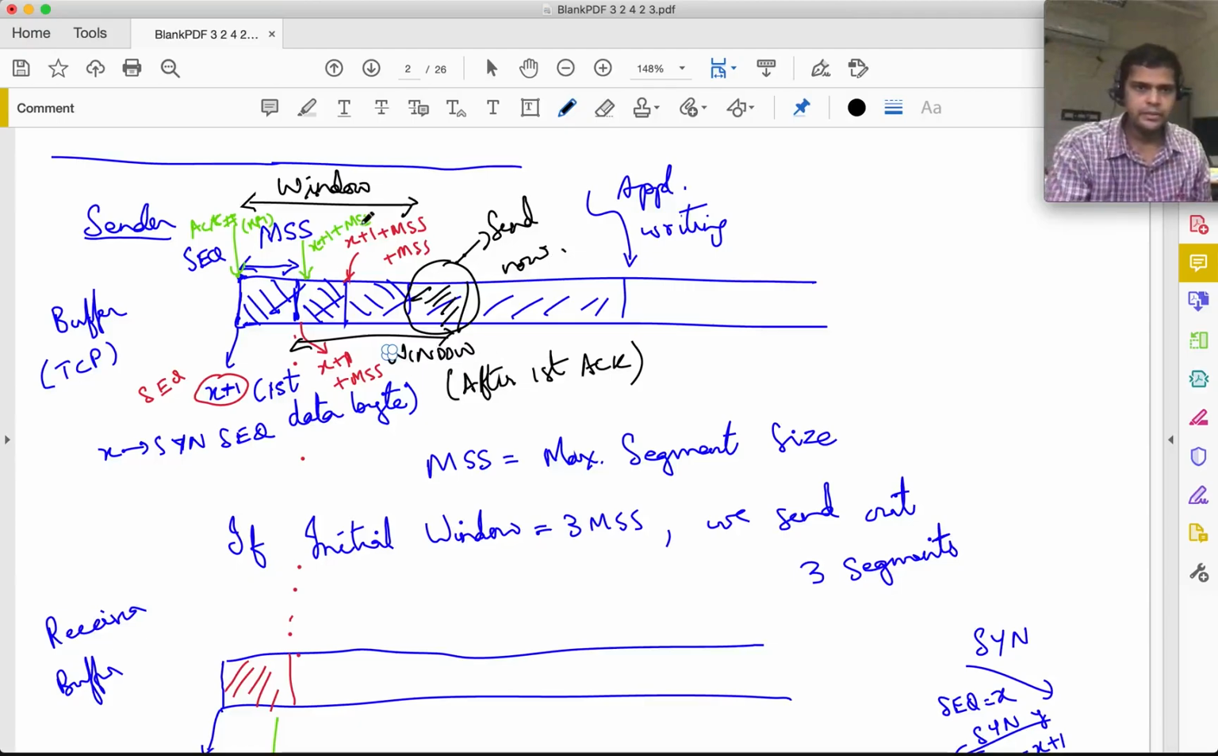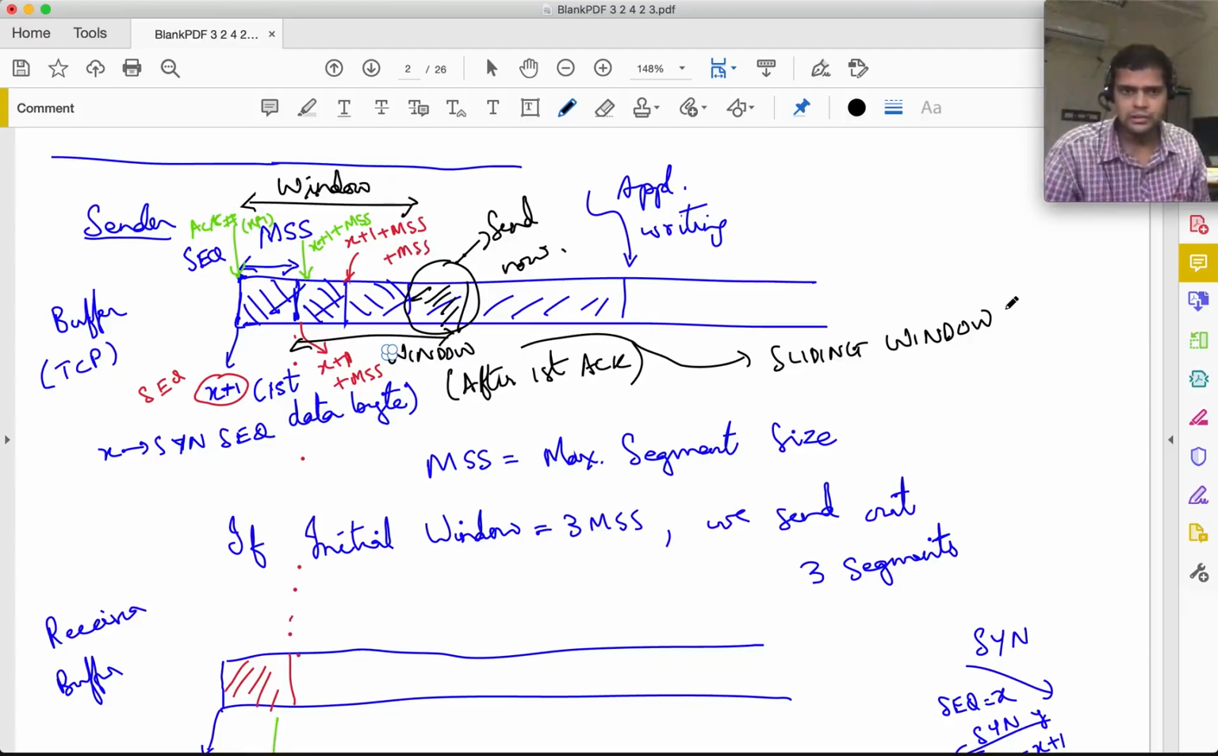So just to recap, initially my window size was 3 MSS, so I just sent it out, but that was the maximum I was allowed to send out, the maximum unacknowledged data. I got back one acknowledgement, so I pushed the window to the right and I was able to send out another packet. And this mechanism is called a sliding window mechanism. The window slides more and more to the right as I get more and more acknowledgements.